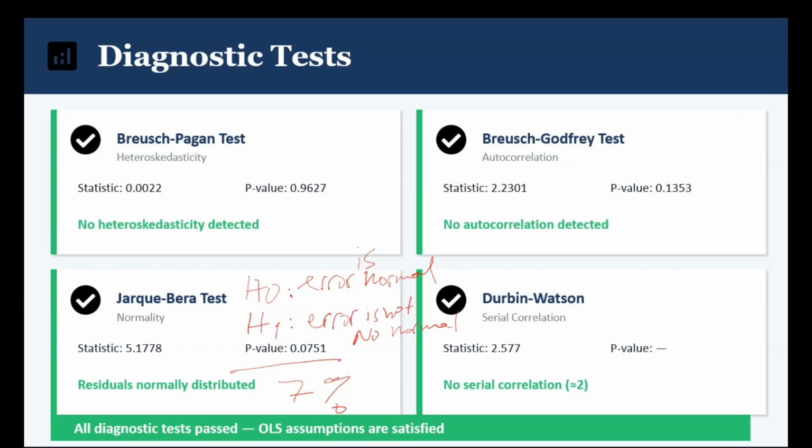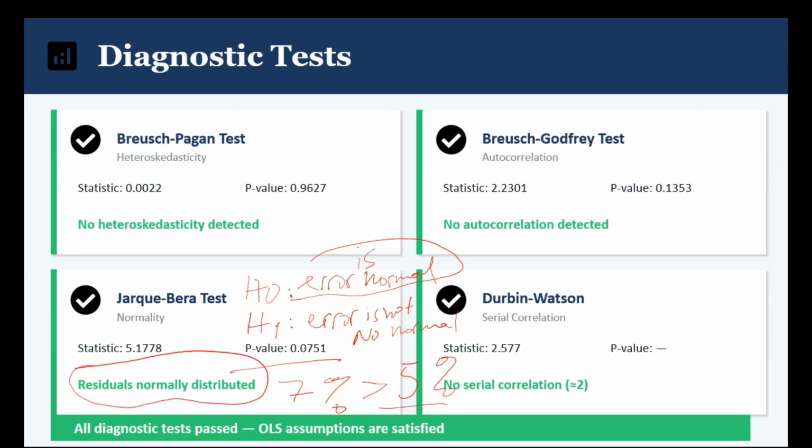I will just deduct marks. We are failing to reject, because 7% is greater than 5%. I will steal your marks that way. So that's why we confirm that our error is normal. The residuals are normally distributed. If we make our histogram, we can see that the residuals are normally distributed.